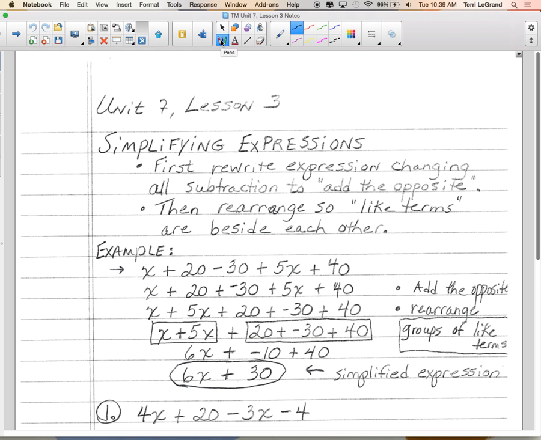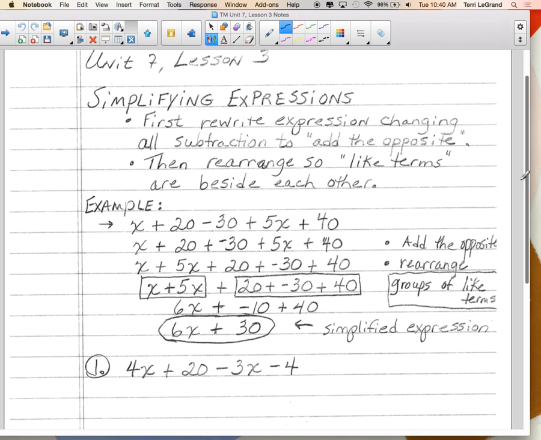So I have an example here for us, first of all, of simplifying the expression, but we're going to follow 2 steps. Now, everybody is required. This is not optional, okay? So what does required mean? Well, it's not optional. What does not optional mean? You have to do it. There's no getting out of it. So there's 2 bullet points. I'm telling you that when we simplify expressions, we are first going to rewrite the expression, changing all subtraction. So if there's any subtraction at all, we're going to change it to add the opposite.